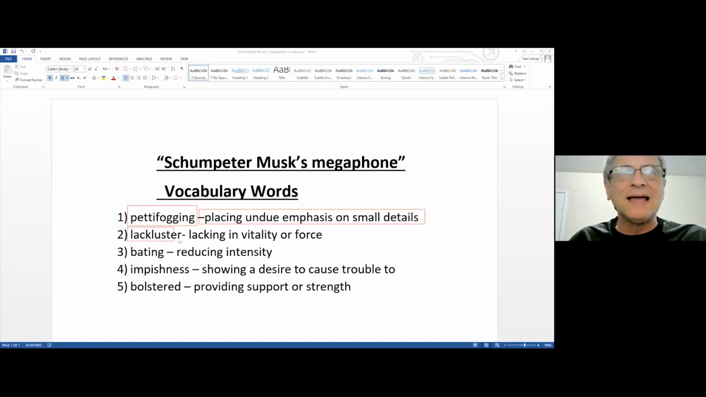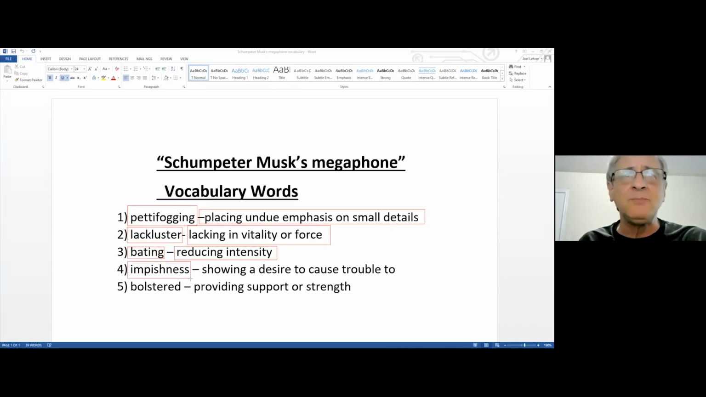Number 2 is lackluster. When something is lackluster, it's lacking in vitality or force. So for example, your sports team may be playing and not doing a very good job, and you say, oh, they're playing very lackluster today. Number 3 is baiting. When you're baiting, you're reducing the intensity of something. You might bait a crowd or bait the intensity of a situation, reducing the intensity.